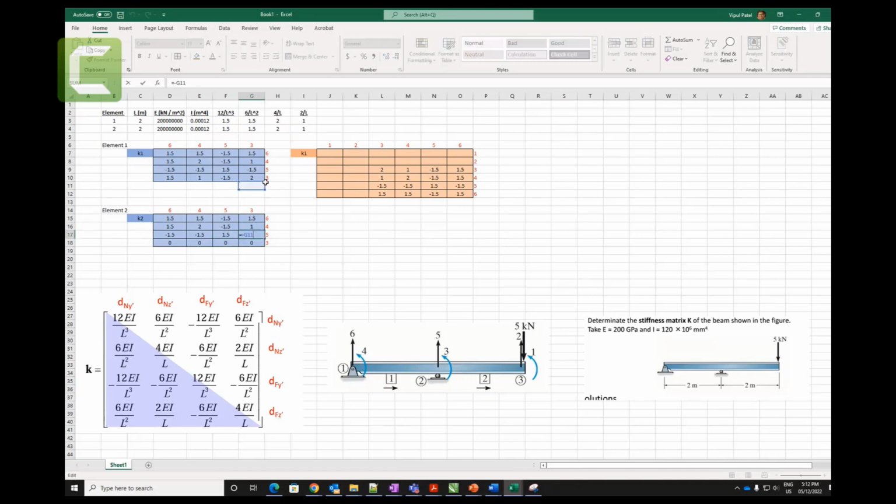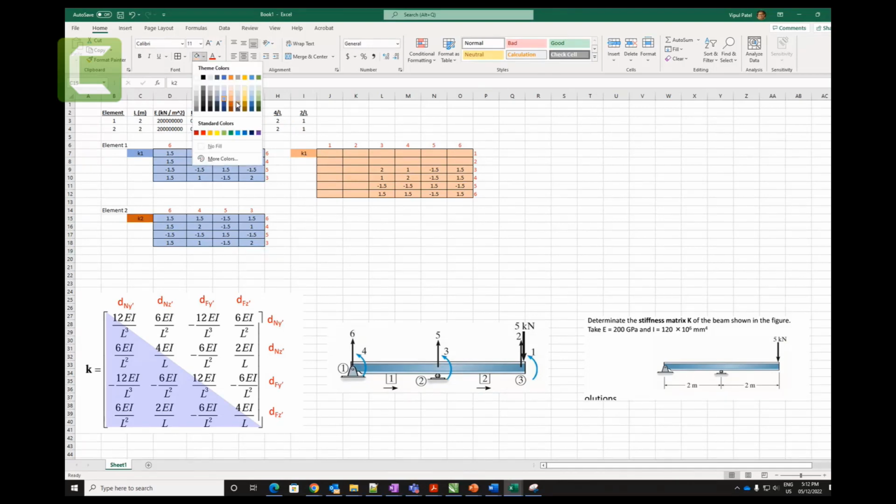There you go. So this is all good. I think we can just change the color here, probably some different colors, to highlight different stuff.